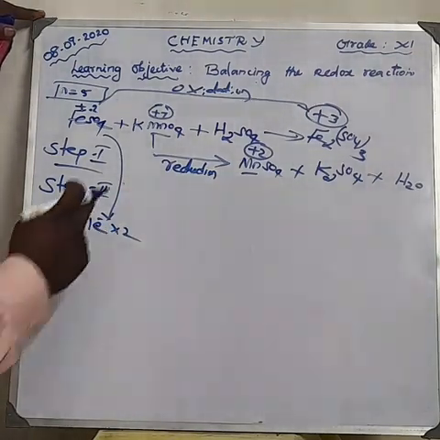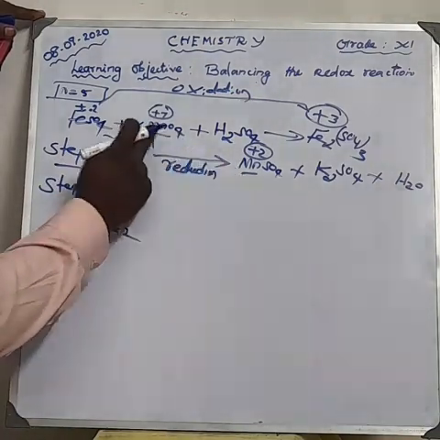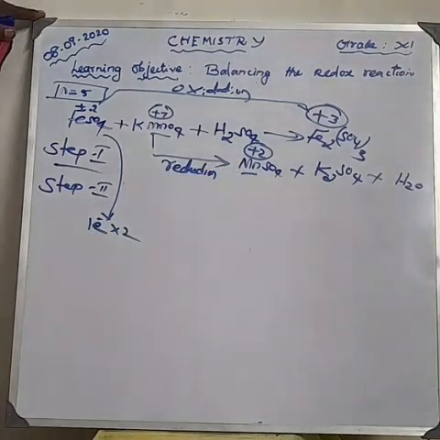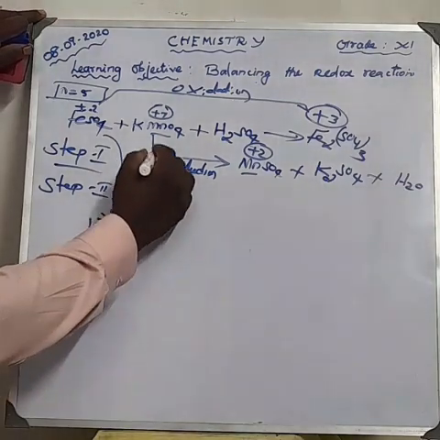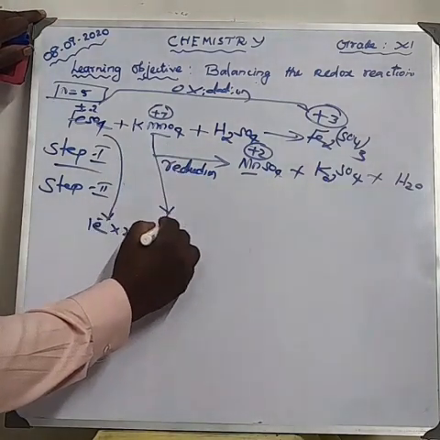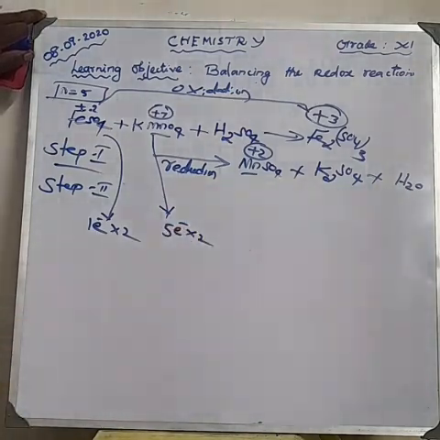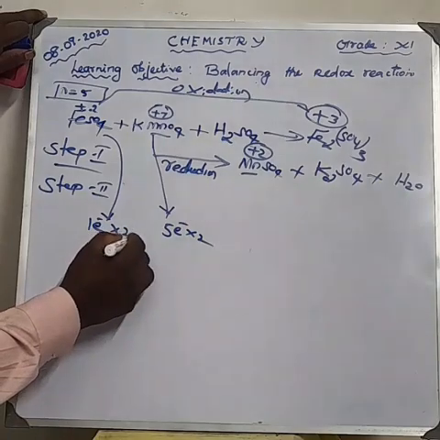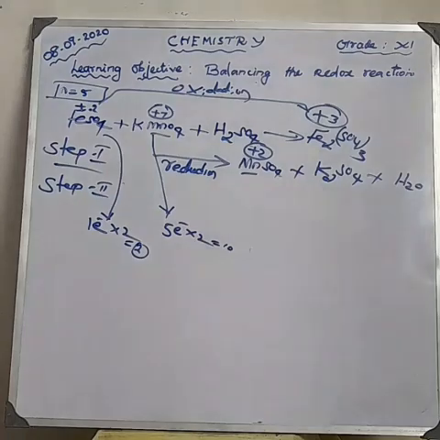Next, potassium permanganate. Here plus 7 to plus 2. Clear? So how much electron loss? 7 minus 2 is equal to 5, right? So 5 electrons into 2. So what's the answer? 1 into 2 is equal to 2. Am I right? 5 into 2 is equal to 10. Clear? So multiply. So what is the answer? Tell me what is the answer.